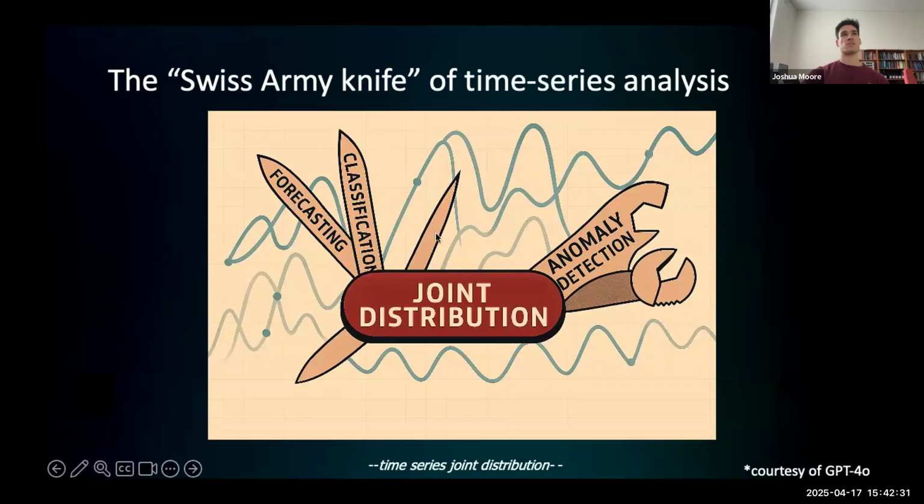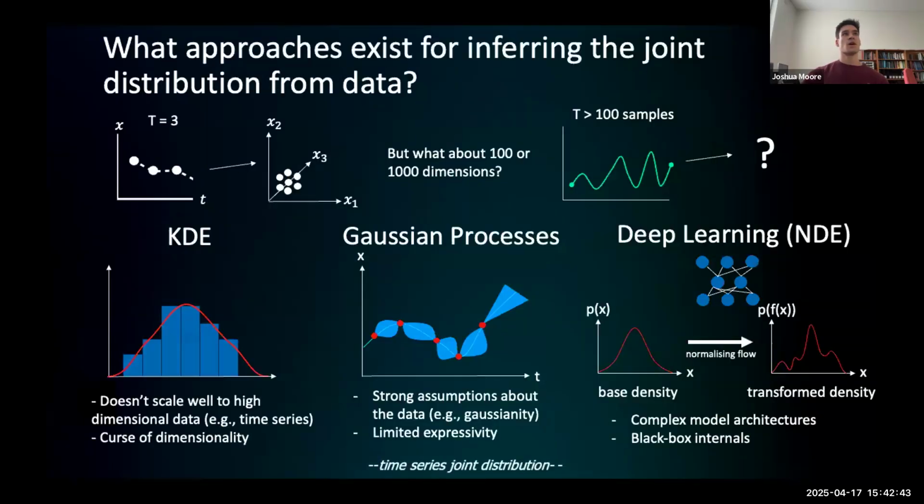So we have all these different applications stemming from this underlying probabilistic framework. And so we need methods to be able to estimate this joint distribution from these observations. What methods might we resort to when trying to estimate this joint distribution? Some of them you might be familiar with, for example, a kernel density estimate, Gaussian processes for time series data. We also have deep learning models like normalizing flows, which take a base density. So you propose a distribution and, through a series of invertible transformations, you can craft a complex distribution which closely matches your data.